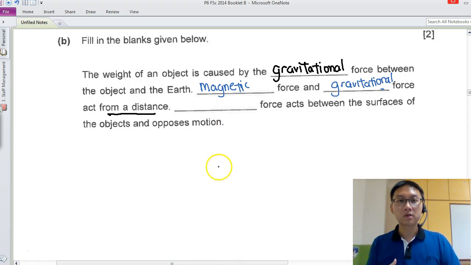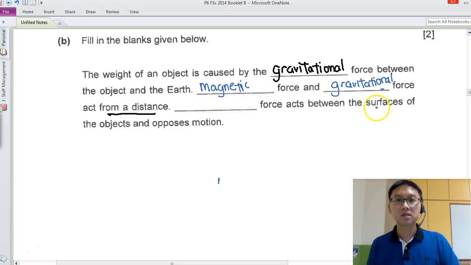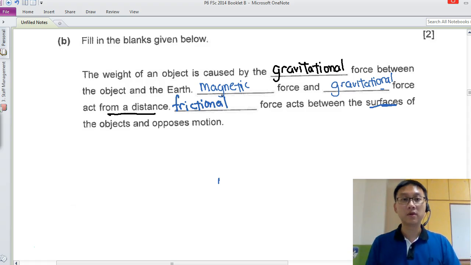But what is the force that acts on a surface? Which is the force that acts between the surfaces? Yes, it's your frictional force. Your frictional force is the one that acts between the surfaces, sorry. So there must be contact, there must be touching.